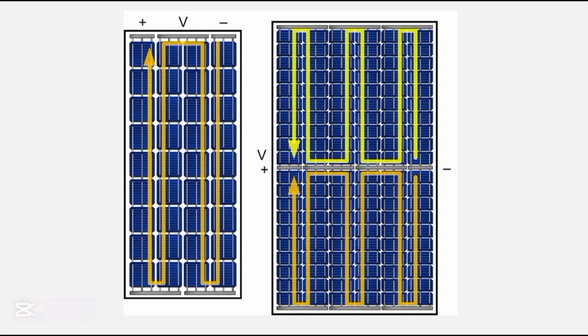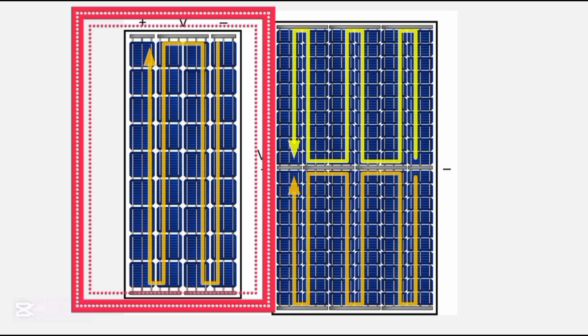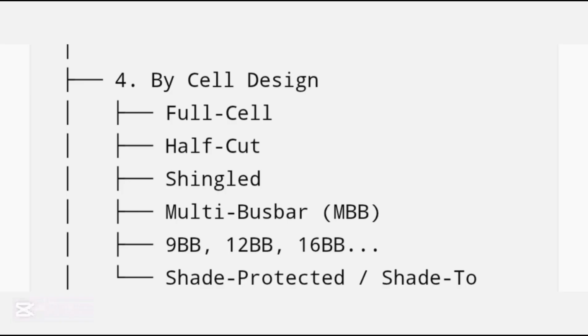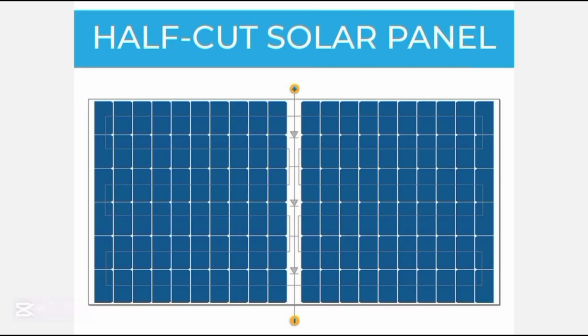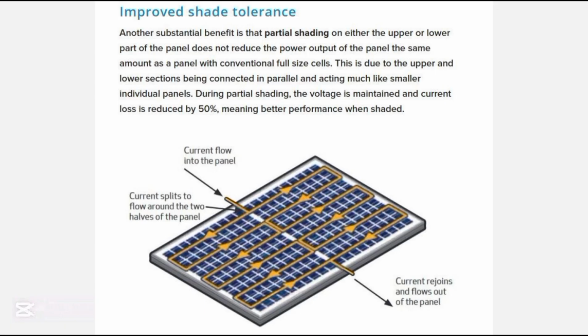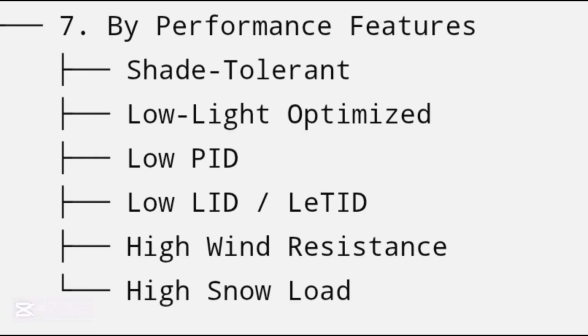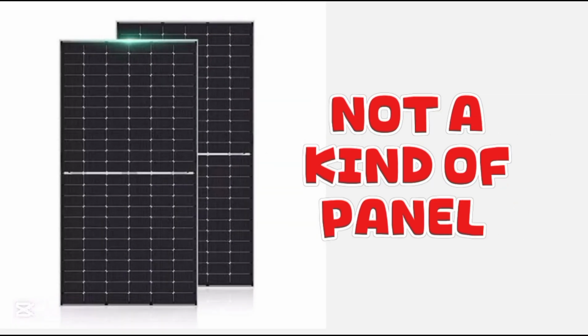On the other hand, terms such as half-cut, full cell, and shingled describe the physical design and arrangement of the solar cells inside the module. A half-cut panel simply has its cells divided into two smaller pieces to reduce electrical losses and improve performance. Likewise, a shade-protected panel refers to a design that allows the module to continue producing more power when part of it is shaded. This is a performance feature rather than a completely different type of solar panel.